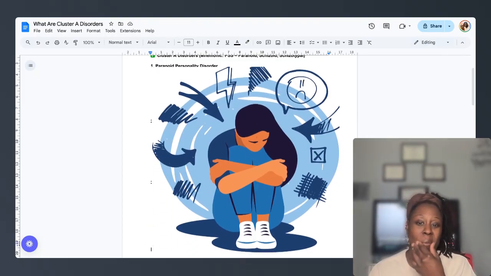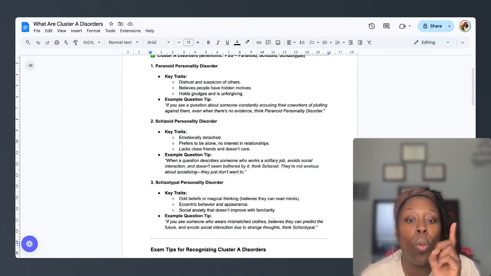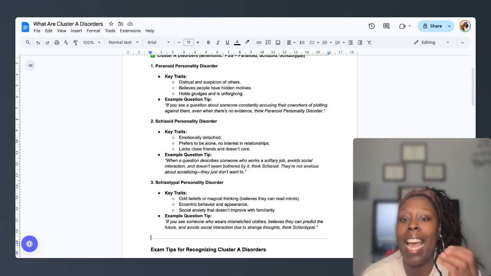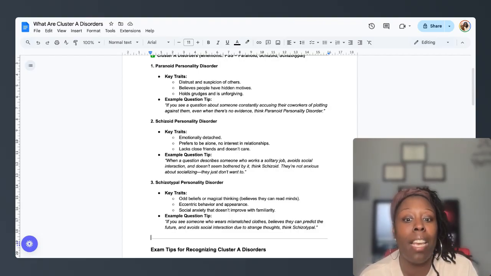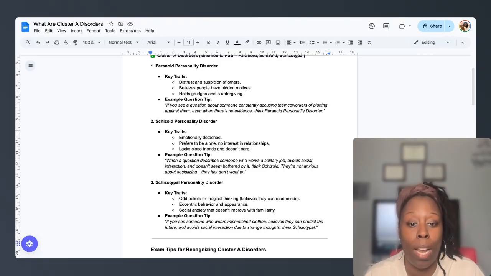So let's move on to schizotypal. These individuals have odd behaviors or magical thinking. They believe that they can even read minds. They have eccentric behavior and they appear a little different. Social anxiety does not improve with these individuals, even if they are familiar with those around them.